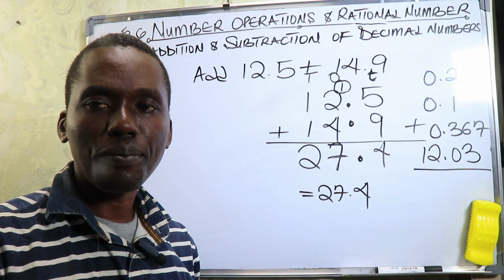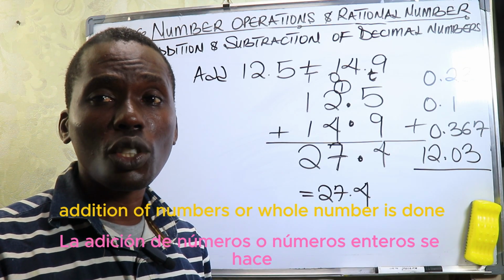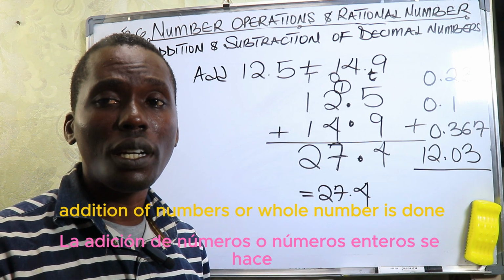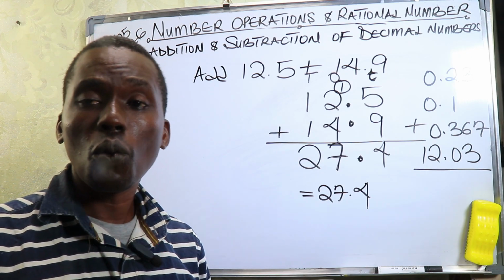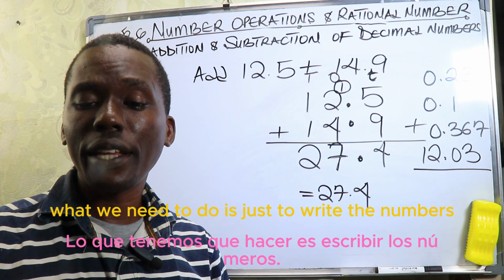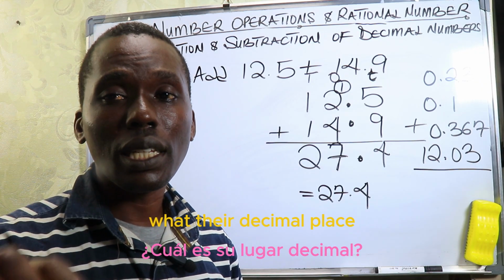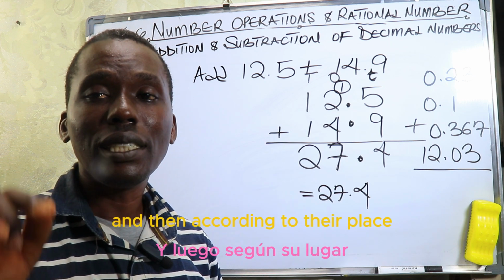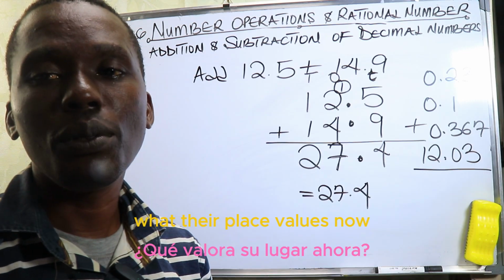Now let's look at subtraction of numbers. Subtraction of decimal numbers is done the same way subtraction of whole numbers is done. What we need to do is just to write the numbers correctly according to their decimal places, and then according to their place values.